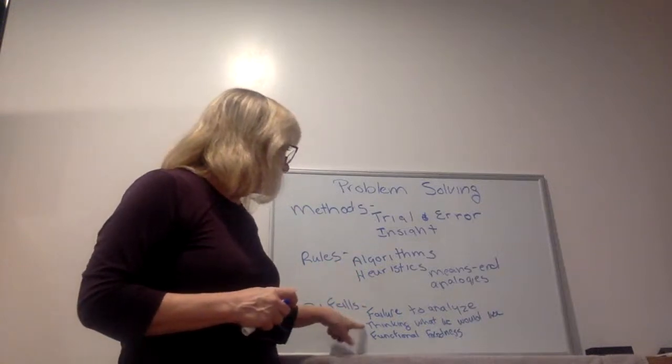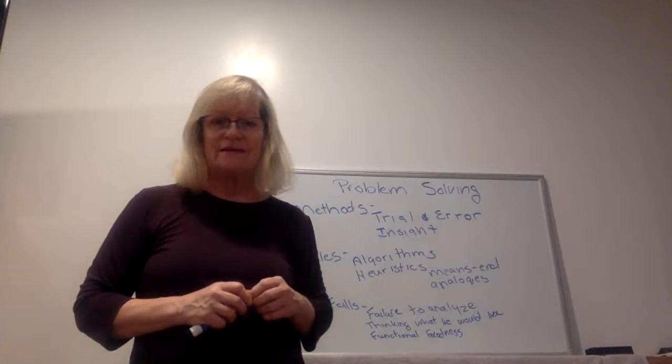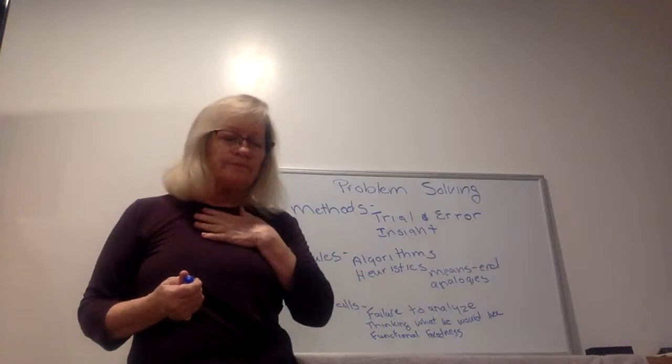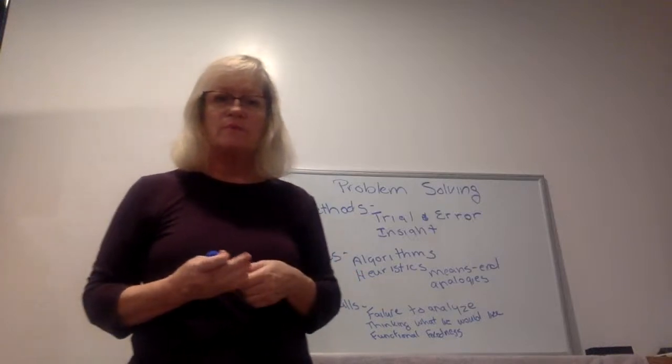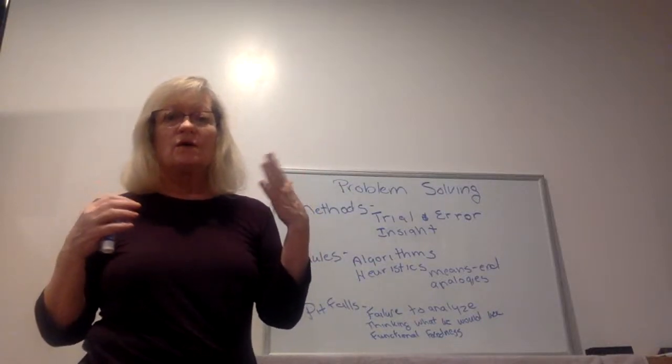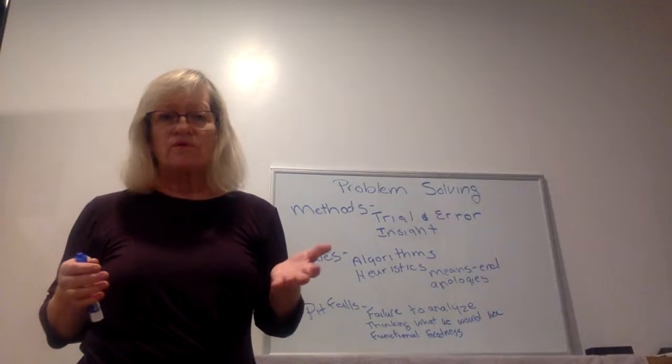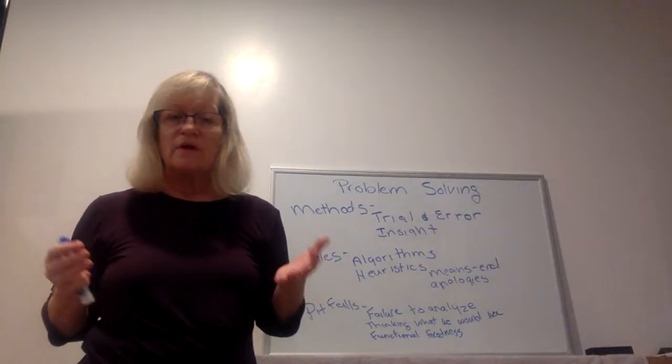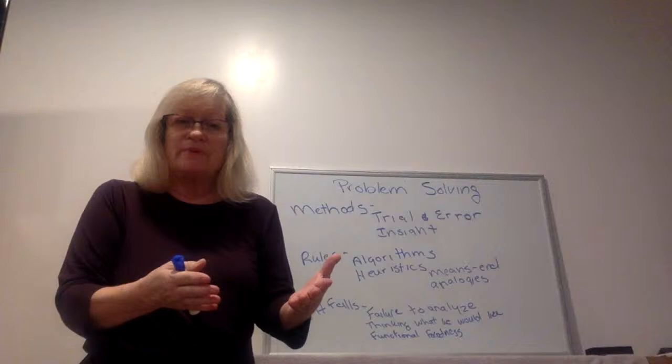The next thing is that we think what we would like to think. In other words, when we come to a problem that needs to be solved, we have in our mind what the solution is going to be before we even solve the problem. So we want it to come out in a particular way.